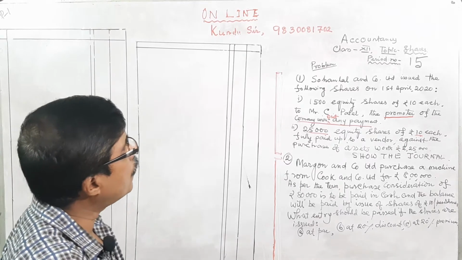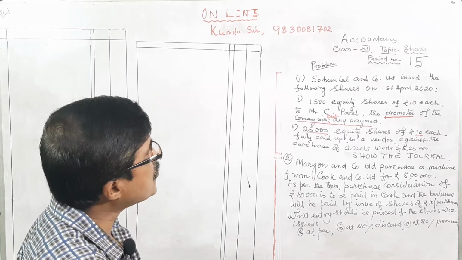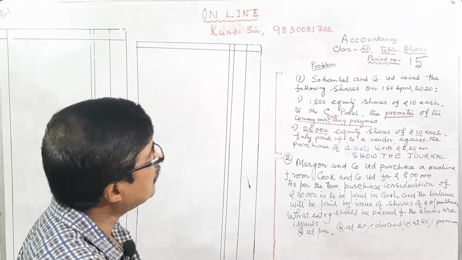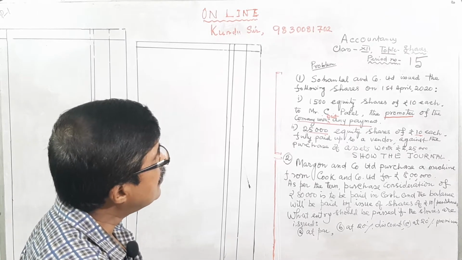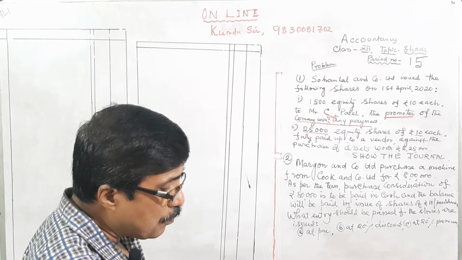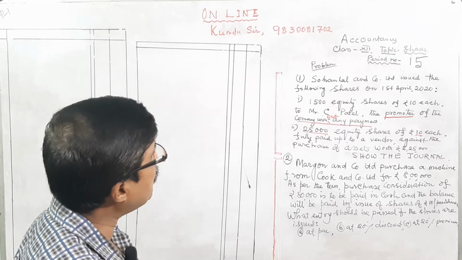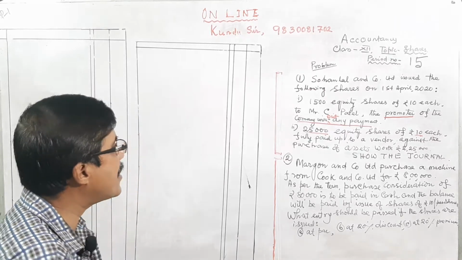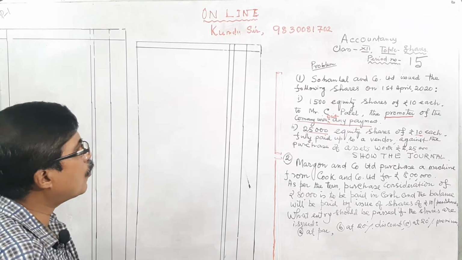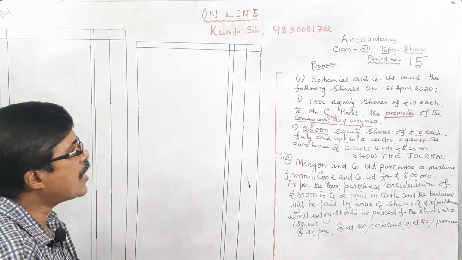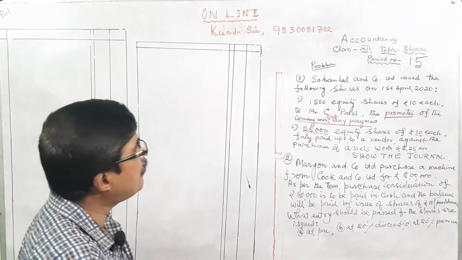The class is scheduled for Accountancy, Class 12, topic Shares, that means share capital, and the period number is 15. There are two problems mentioned here, problem number 1 and problem number 2. First of all, I am going through the problem.